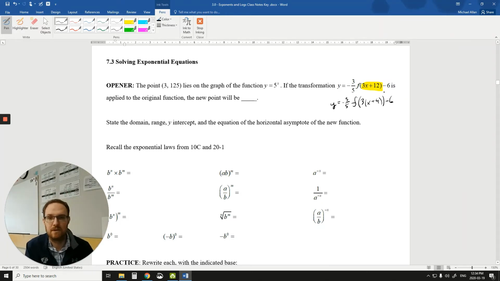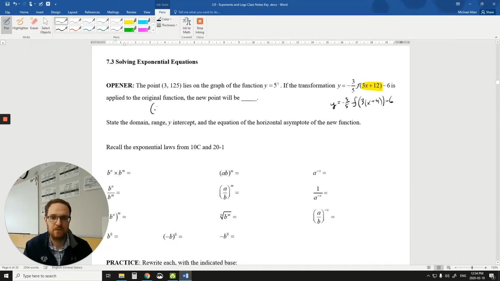Right now, we just know that it's moving down 6 units, that there's a vertical transformation of 3 over 5, sorry, and there's a reflection over the x-axis. And there's a horizontal stretch by a factor of 1/3, right? You remember you have to do the reciprocal of that b value, and it's moving left 4 units.